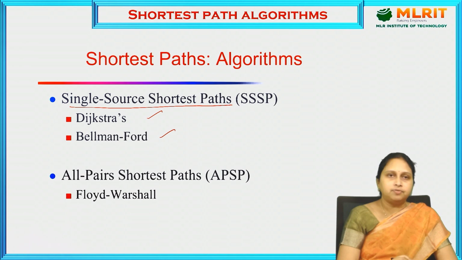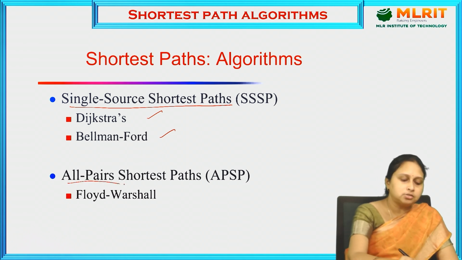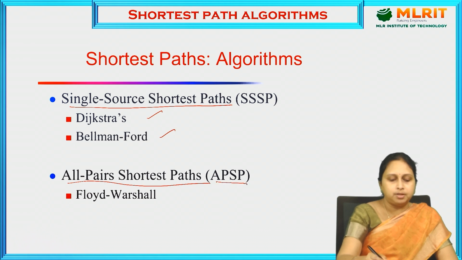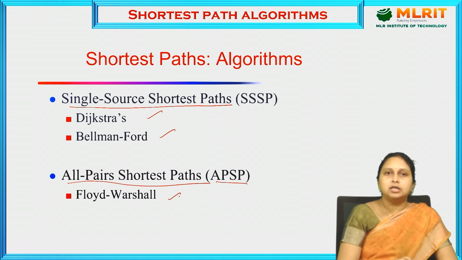Another one we have is all pairs shortest path algorithms, that is APSP. The algorithm that comes under this is Floyd-Warshall. This is another algorithm we are going to discuss under all pairs shortest path algorithms.